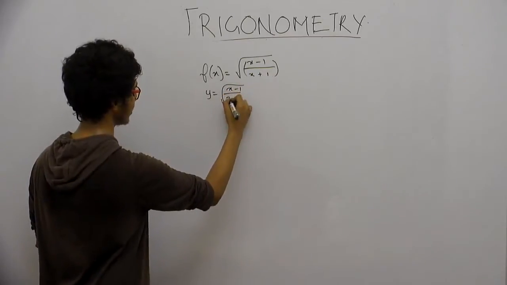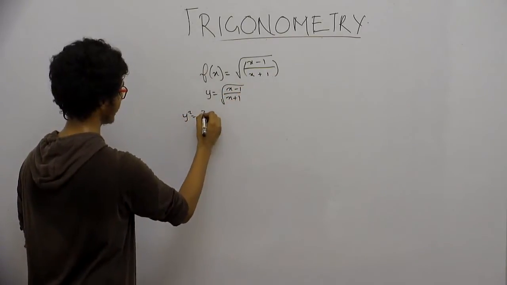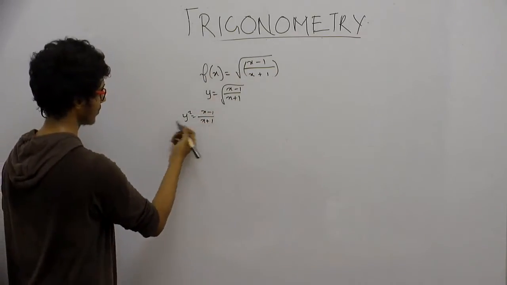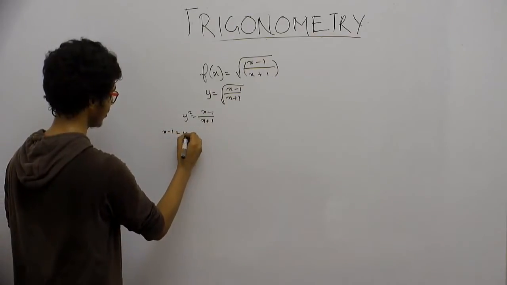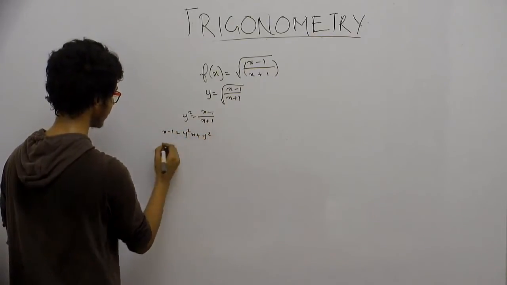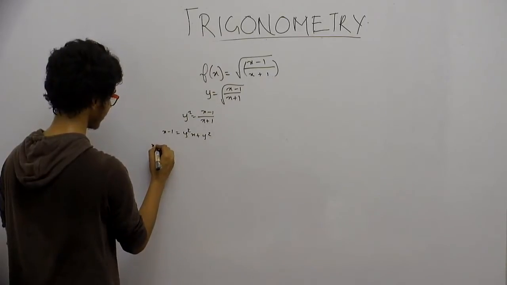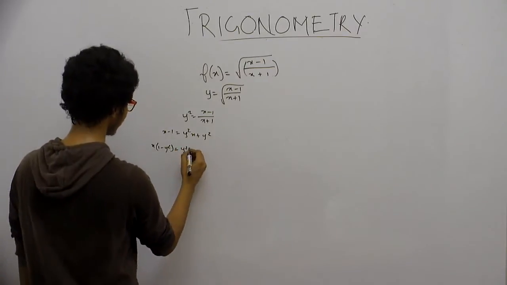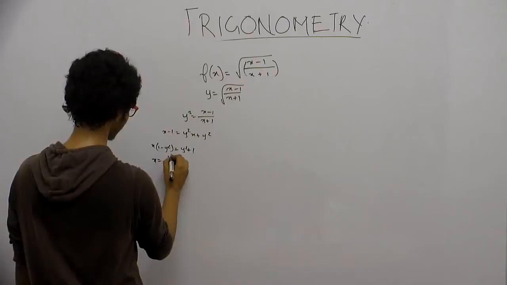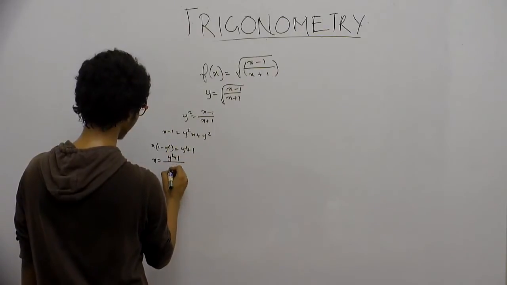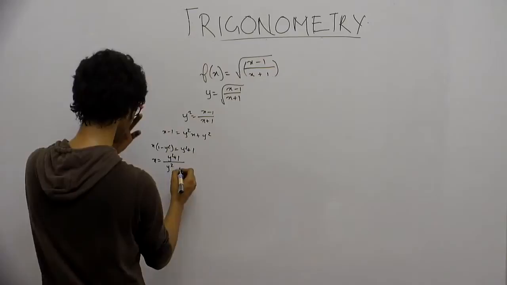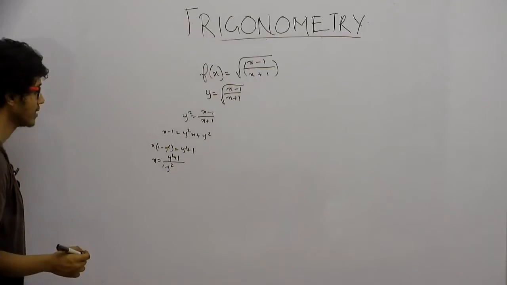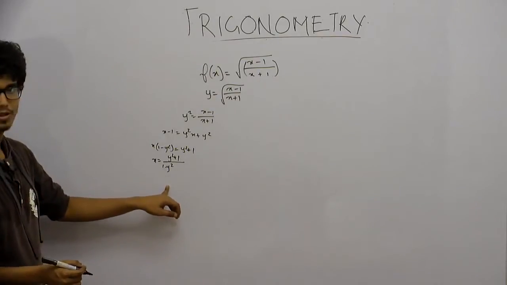So for x minus 1 by x plus 1, we get y square equal to x minus 1 by x plus 1. Now, x minus 1 equals y square x plus y square, so x times 1 minus y square equals y square plus 1. x is equal to y square plus 1 divided by 1 minus y square.